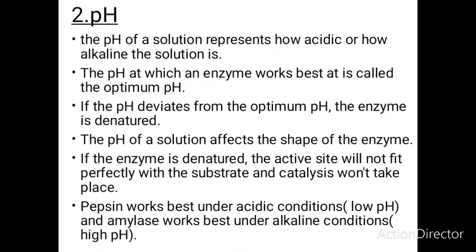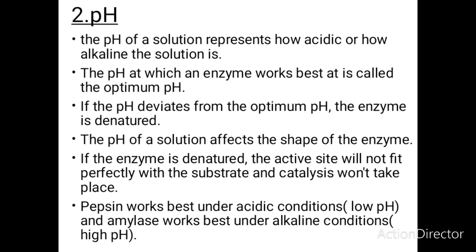The pH of a solution represents how acidic or how alkaline the solution is. The pH at which an enzyme works best is called the optimum pH. And if the pH deviates from the optimum pH, whether it goes above the optimum pH or below the optimum pH, the enzyme is denatured. And when the enzyme is denatured, the active site is disrupted and it will not fit perfectly with the substrate, meaning catalysis will not take place.